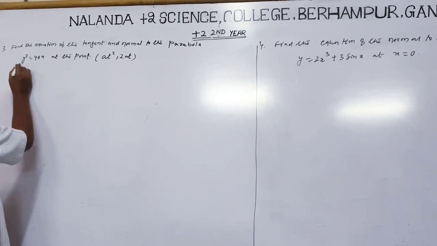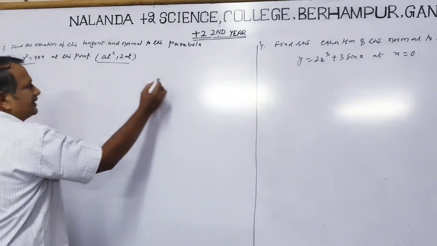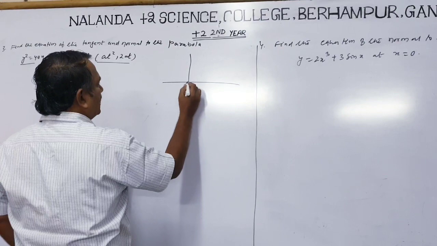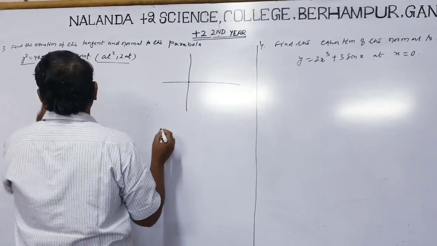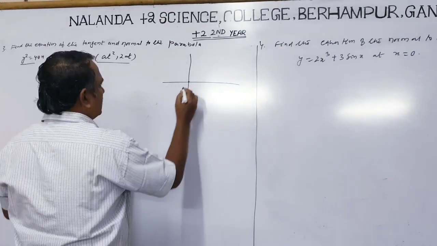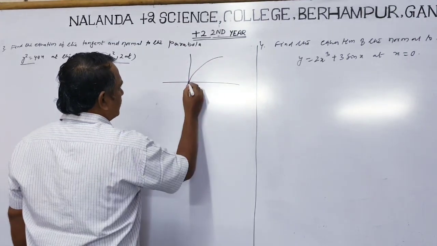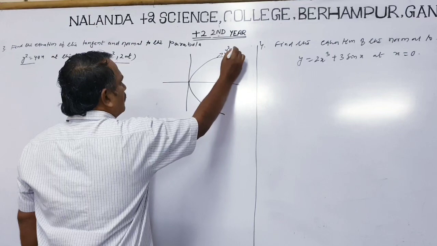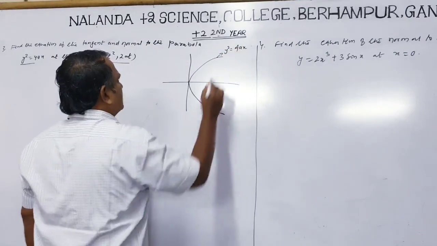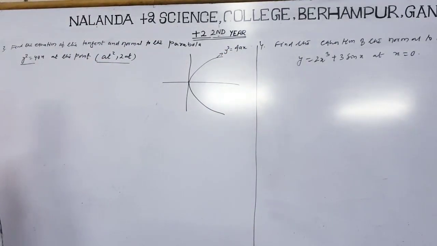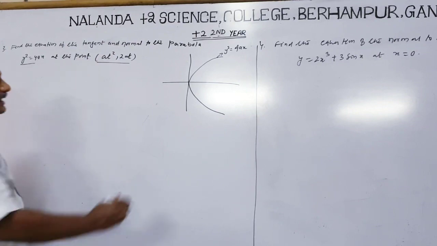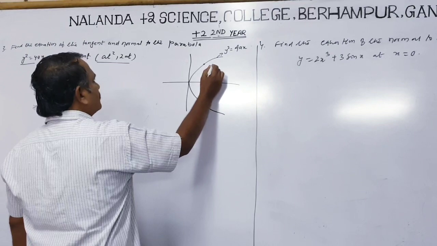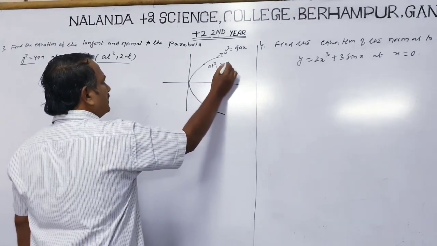Now y square equal to 4x at the point. This is a parabola. When x equal to 0, y equal to 0. X is positive because y square is given. This is a parabola, y square equal to 4ax. Now suppose the point is at^2, 2at.